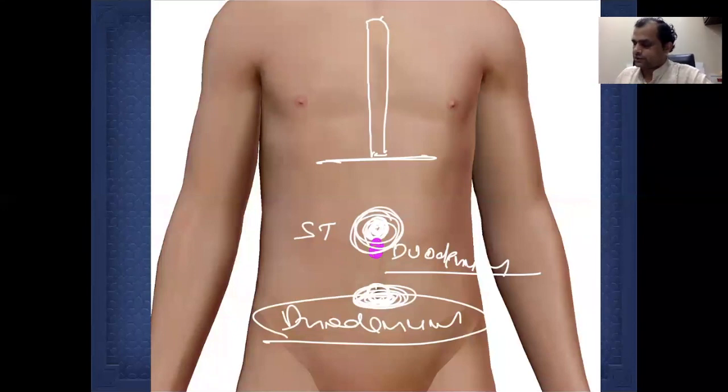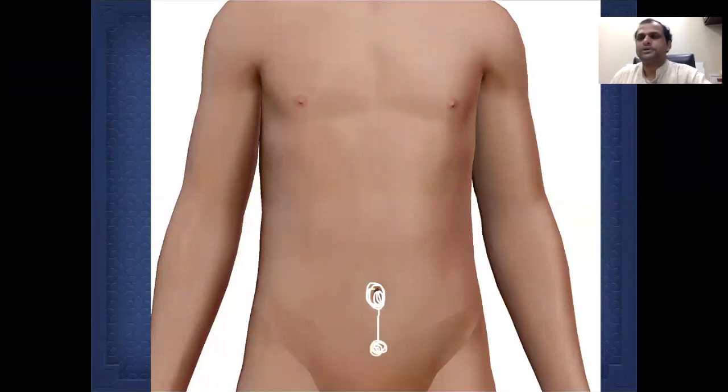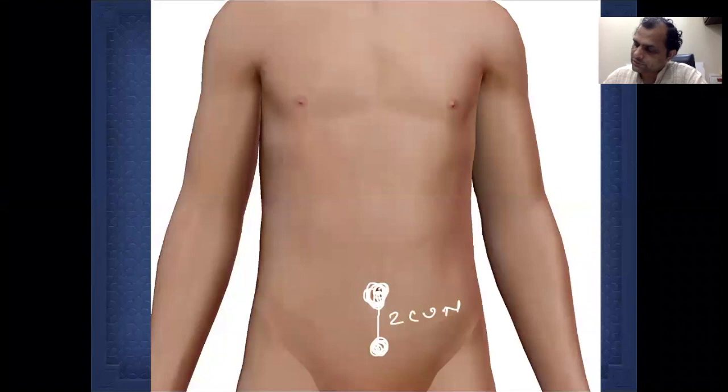Now, the next point: from the navel region, if we go about 2 chun down, how can we measure 2 chun? With the help of 3 fingers, we can measure 2 chun. So from the navel region, if we go 2 chun down, that is the point for circulation.